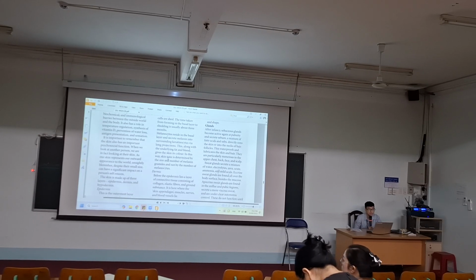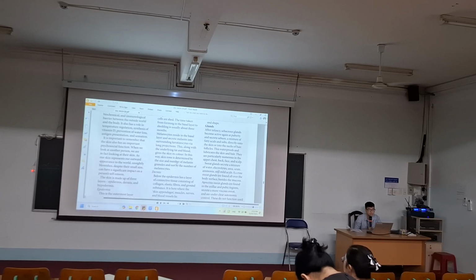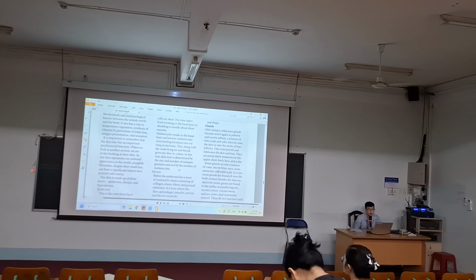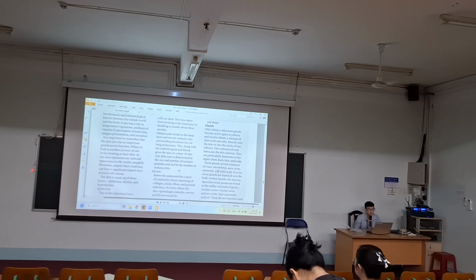In this way, skin tone is determined by the size and number of melanin granules and not by the number of melanocytes.